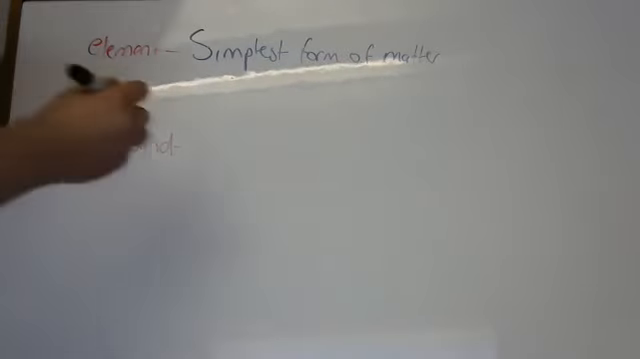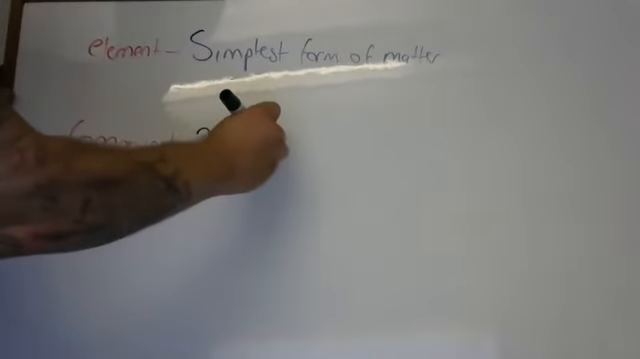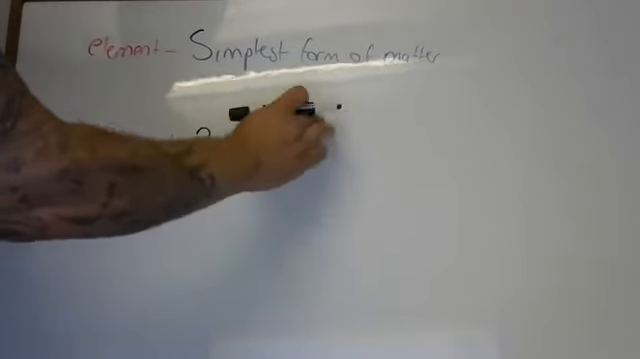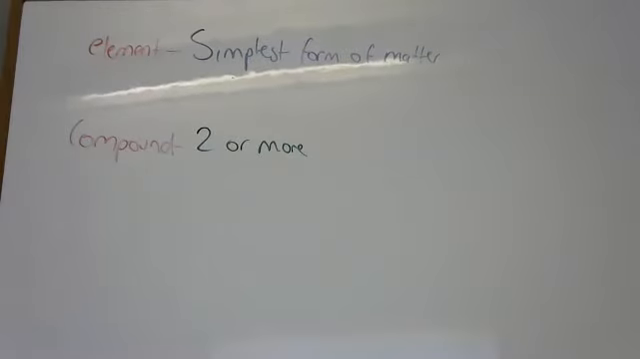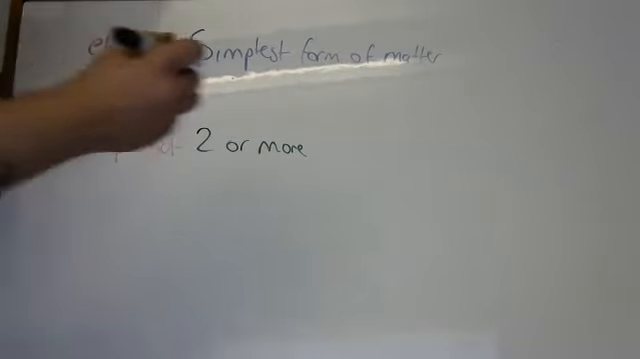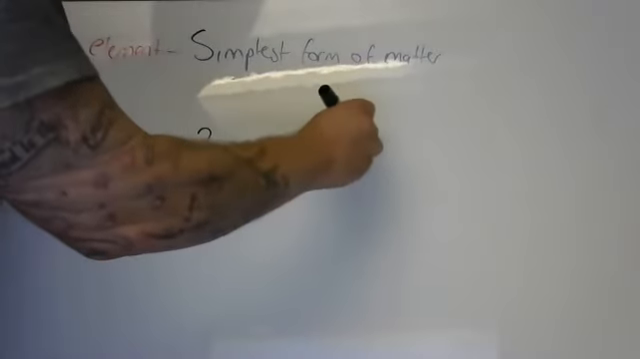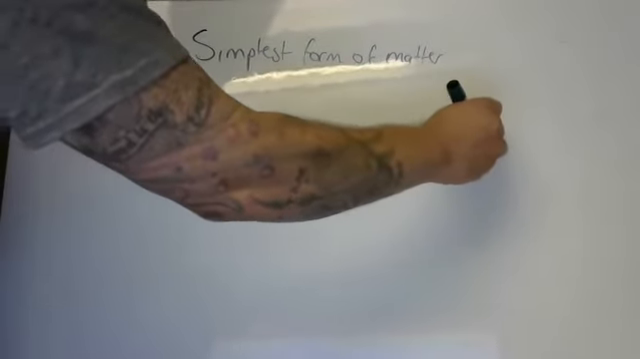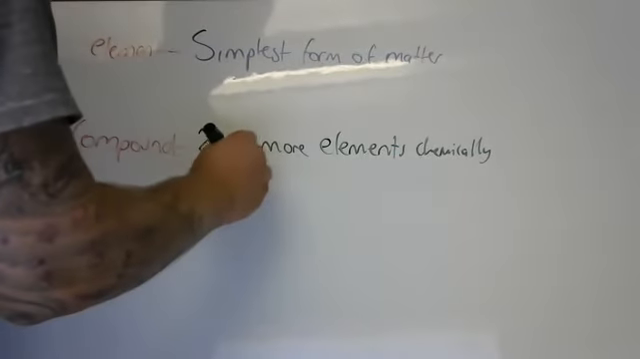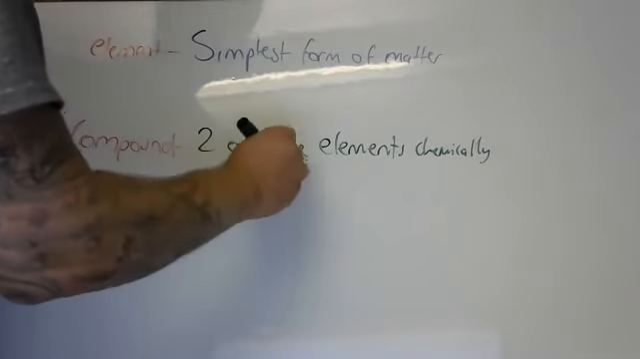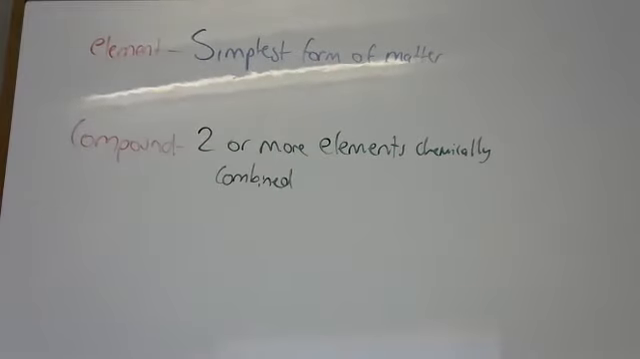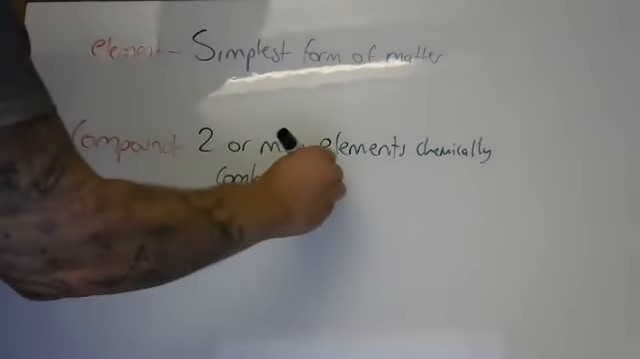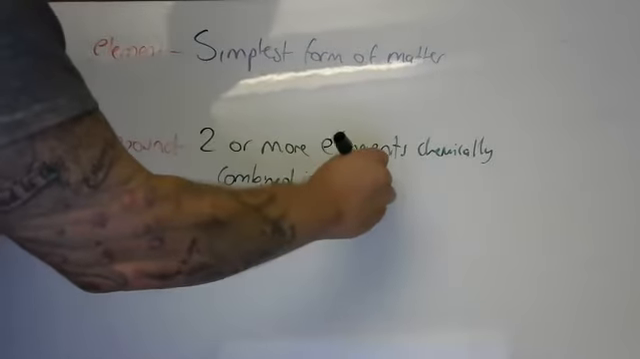Compound, 2 or more elements. So the first half of these 3 weeks will get quite complicated. Now, the difficulty is going to ramp up quite a bit. 2 or more elements, chemically combined in a fixed proportion.